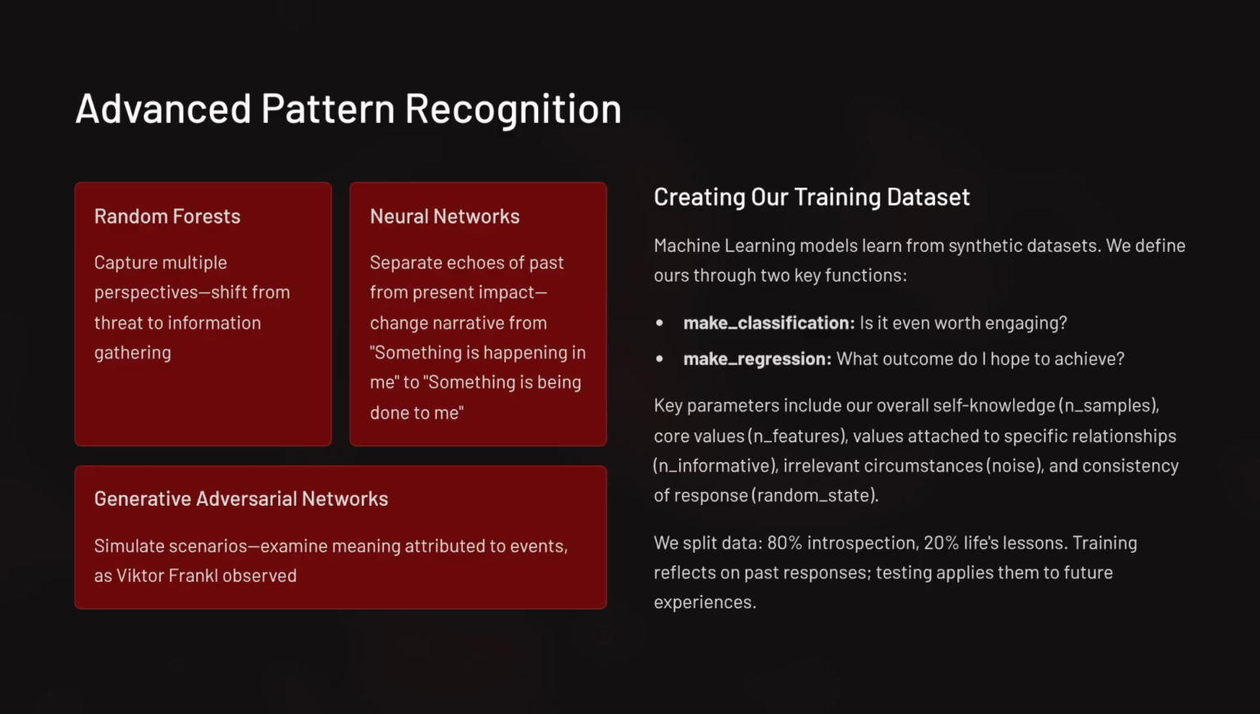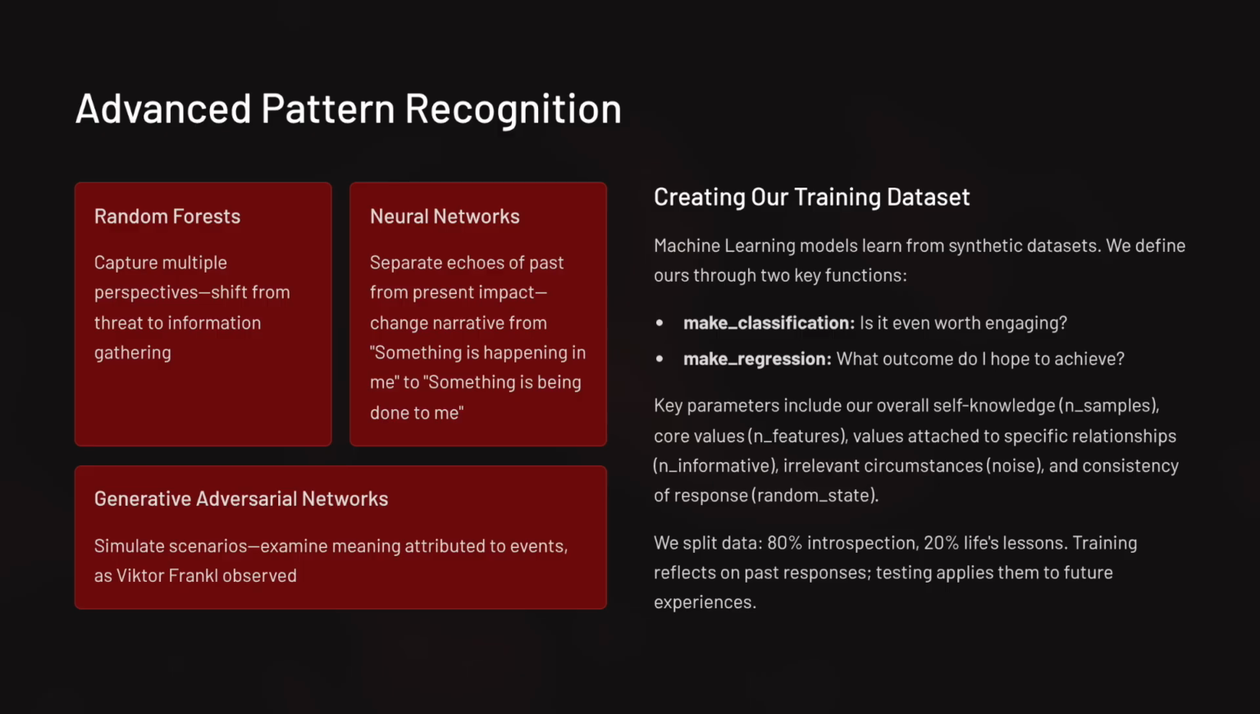ML models learn from fake datasets, so we define the dataset as follows: make_classification. Is it even worth it to engage? make_regression. What outcome do I hope to achieve? Key parameters: n_samples, our overall self-knowledge. n_features, our core values. n_informative, the values which we attach to the specific relationship.